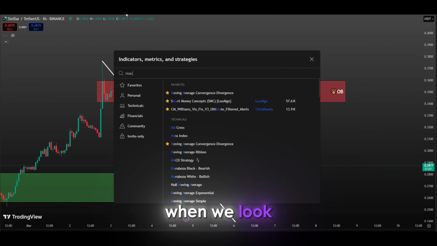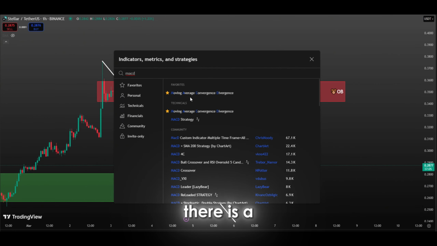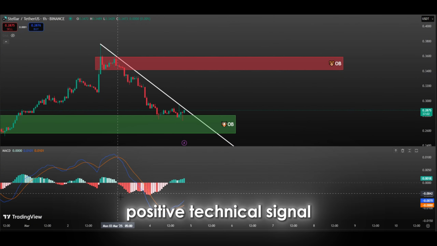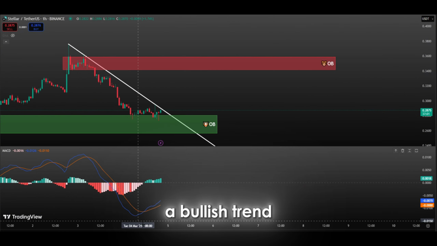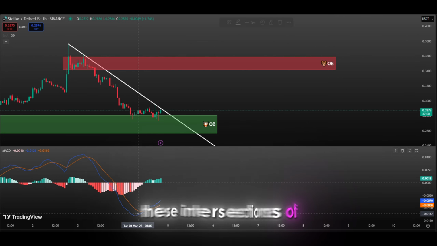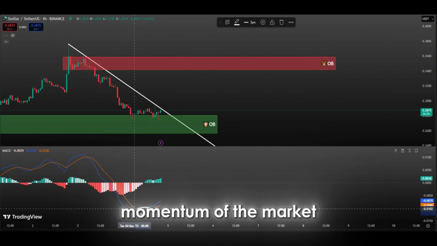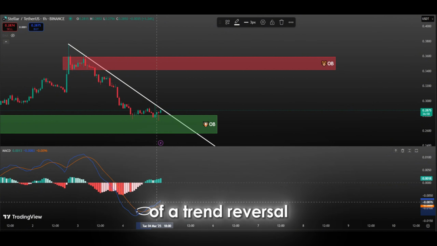When we look at the MACD indicator, there is a crossover from the downside to the upside. This is a positive technical signal that usually signals the beginning of a bullish trend. These intersections of the MACD with the signal line are very important for understanding the momentum of the market and the possibility of a trend reversal.